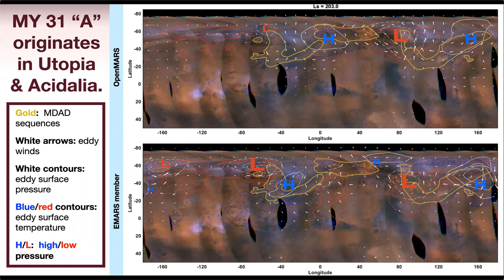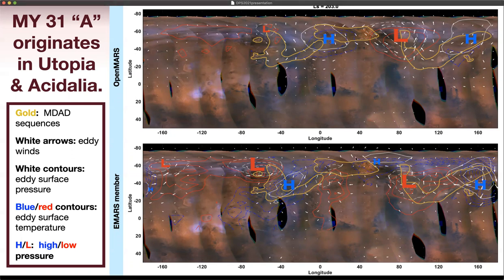We're looking at the member instead of the mean, because the mean has a tendency to smear eddies together, especially during the MCS time when data are assimilated into the models, because the lowest levels are not constrained really well by MCS temperature retrievals. And so to compare to the single deterministic diagnosis of OpenMARS, we're only going to look at the member from EMARS.